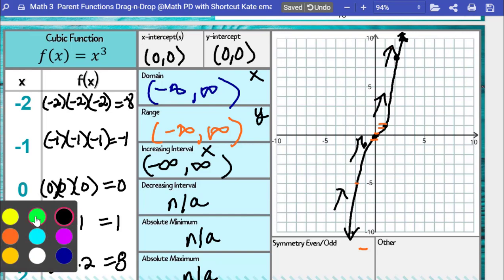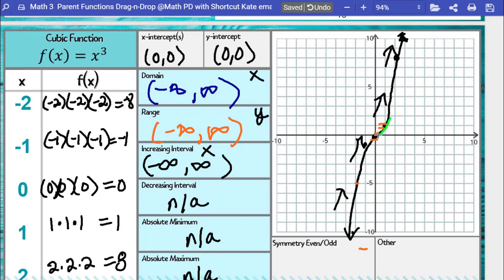All right, is this going to be even or odd? Well, let's see. If I take this part of the graph and I flip it over here, and then I fold it down, I will get the two sections to lay right on top of each other. So this is odd.